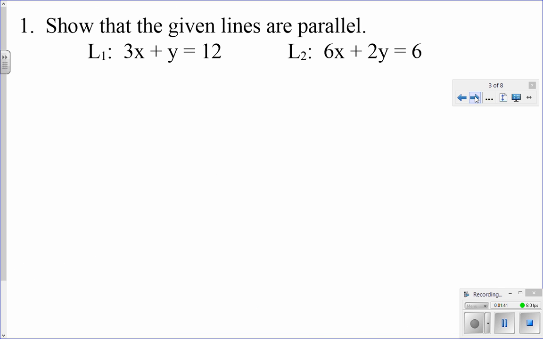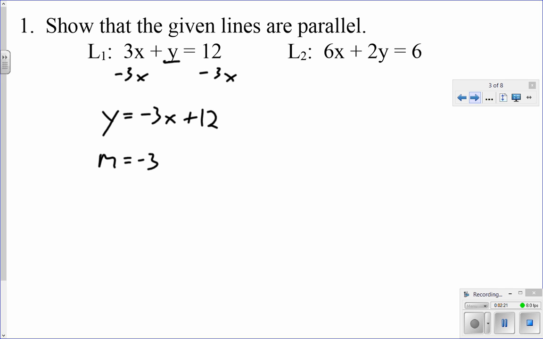All right, so let's look at some examples here. Show that the given lines are parallel. In order to show these lines are parallel, they must meet the condition that their slopes are the same. Because they're in this general form, I want to put them into a form where I can identify the slope easiest. For me, it's going to be slope-intercept form. So I need to get y by itself. Isolate that, so subtract 3x from both sides, and I get y is equal to -3x plus 12. So my slope is -3.